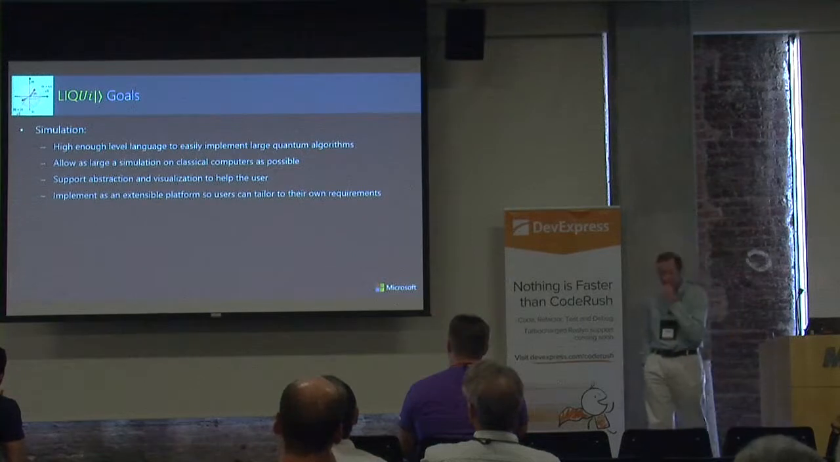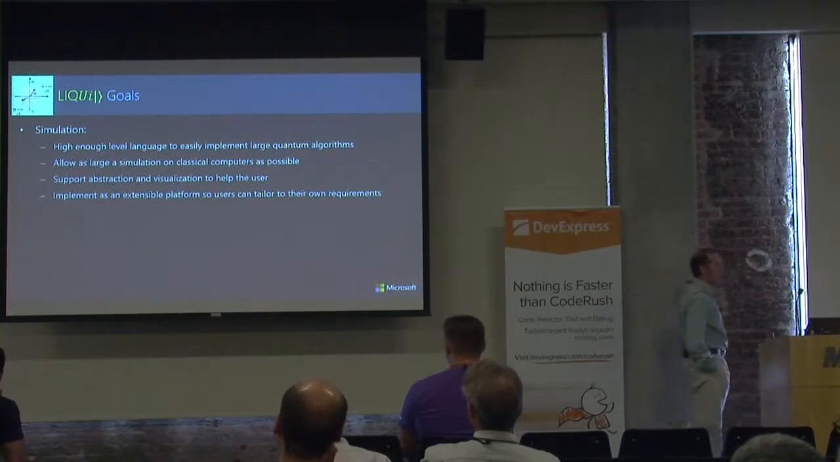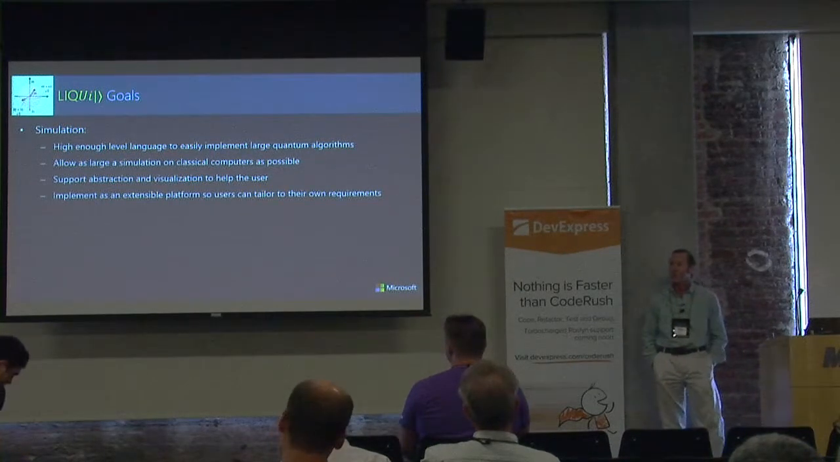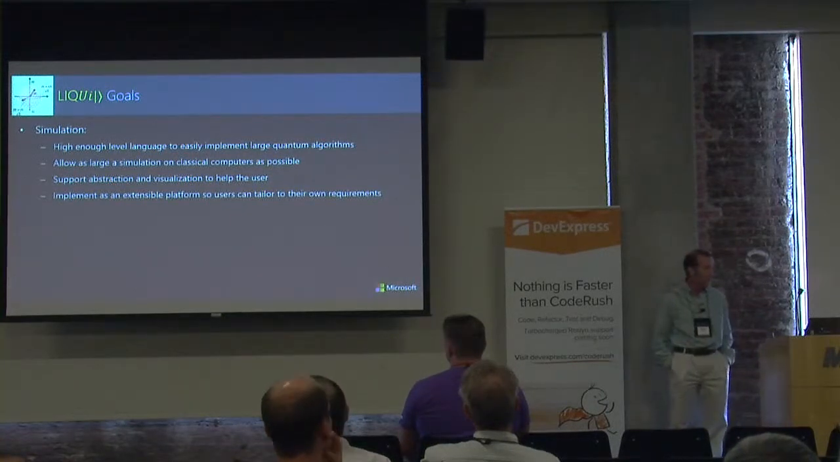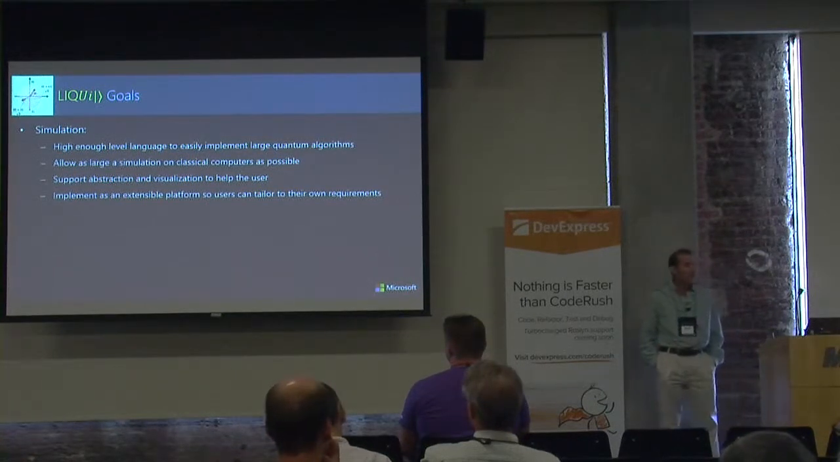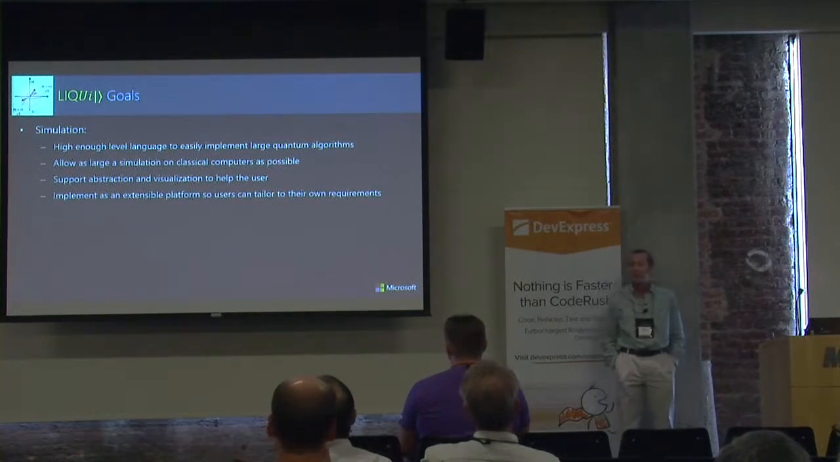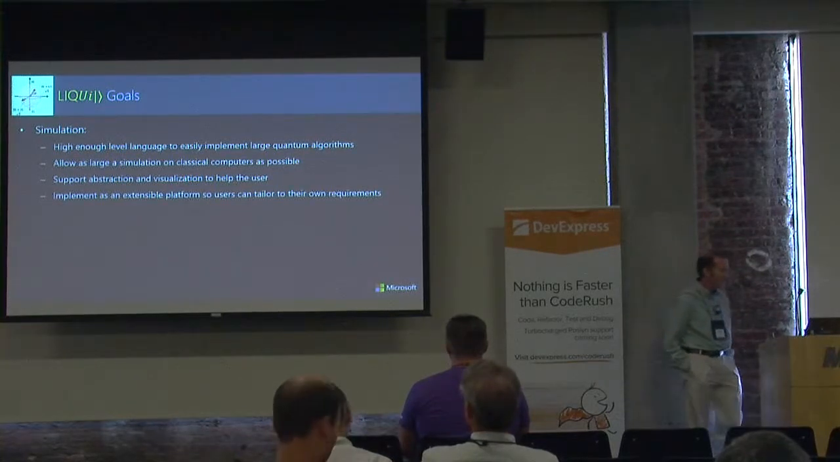So what is it? As a simulator, we need a high enough level language that makes it easy to implement large quantum algorithms. No one's really done this before. No one's made it so you could write really big systems and simulate them. Of course, we have classical computers to simulate on, so we have limits. There's only so far we can go, because otherwise we wouldn't need a quantum computer. So how far can we go?